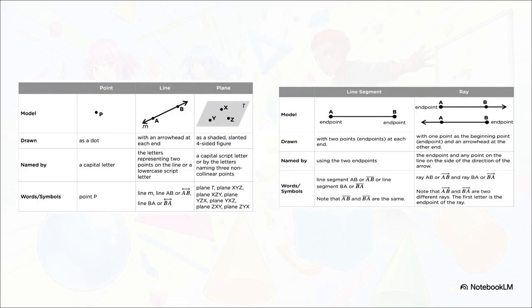Looking at these models really highlights the notation differences. Notice how the symbols change depending on what we're talking about. A line has a double arrow above the letters. A segment has just a flat, straight bar with 0 arrows. And a ray has a single right-pointing arrow over the letters. Just let the symbols do the talking for you.